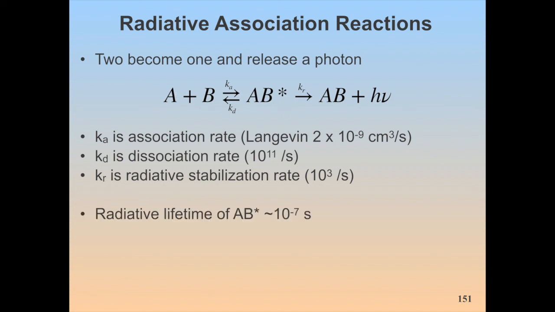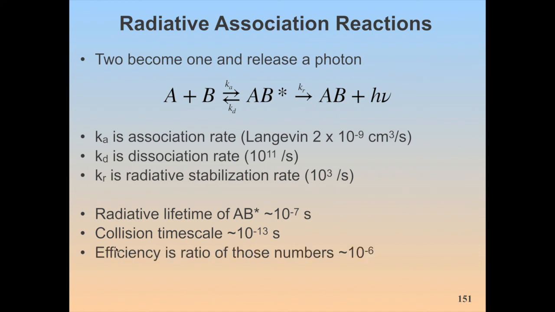All right. Now the radiative lifetime of AB star, again, for typical small molecules, is going to be around 10^-7 seconds. The collision time scale, so this is the time that A and B are in close enough proximity to one another that they can basically be assumed to form AB star, is going to be on the order of 10^-13 seconds. So if we take the ratio between these two numbers, in other words, they're only in contact for about 10^-13 seconds, but it's going to take 10^-7 seconds on average to actually decay, the ratio between these is basically going to give us the percent of the molecules that actually form our stable molecule. So the efficiency is basically the ratio of these two numbers: 10^-13 divided by 10^-7, which gives you 10^-6. So about 1 in a million is actually going to wind up giving off a photon to form a stable molecule.